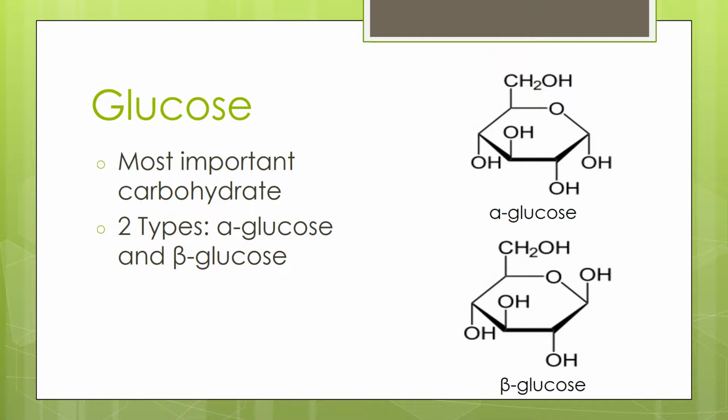Glucose exists in two conformations, alpha and beta. The two isomers differ only in the direction that the H and OH groups point on carbon 1. As you can see in the images to the right, the alpha glucose is in the cis conformation, while the beta glucose is in the trans conformation.